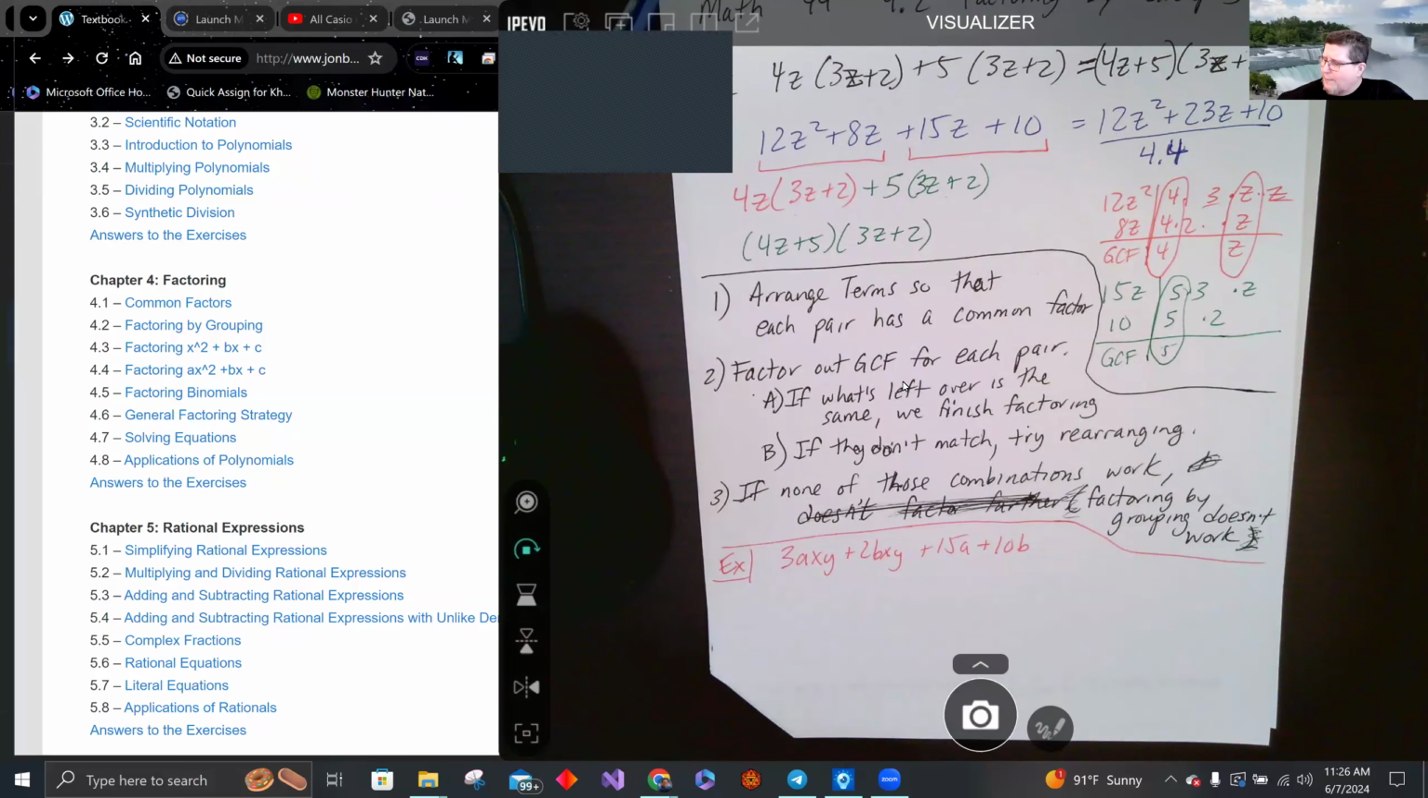All right, now these match. So I can pull that out. And I'm left with xy plus 5. That's what goes in the second parentheses. And that's factored. All right. Let's go on.